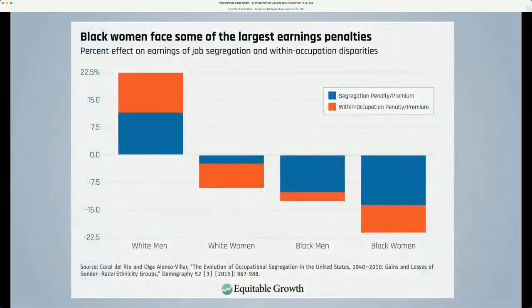Black women face some of the largest earning penalties. As you can see, it was reported recently, I think yesterday or the day before, that white women earn 74 cents for every dollar that a white male earns. African American women, I believe, earn somewhere around 58 cents, Hispanic women 54 cents, and Native American women 51 cents. This is where the gaps are, and this is where the problems continue to fester.